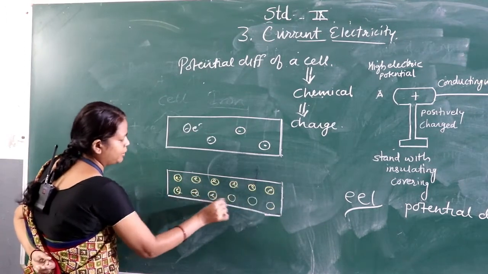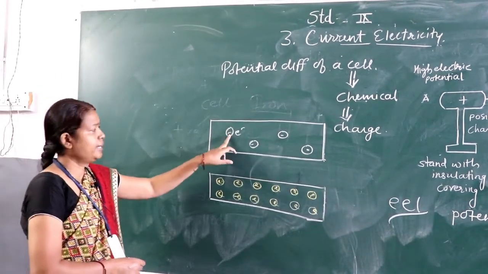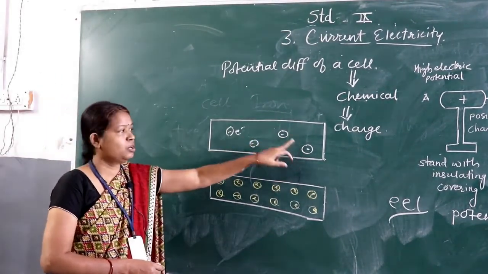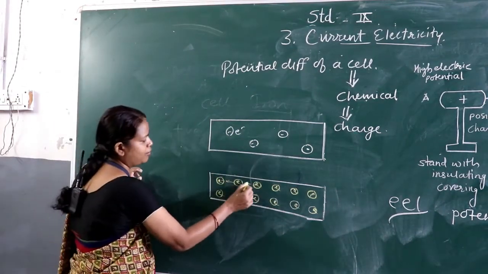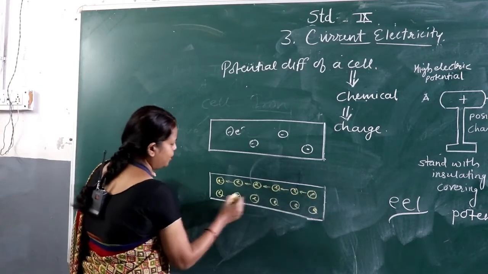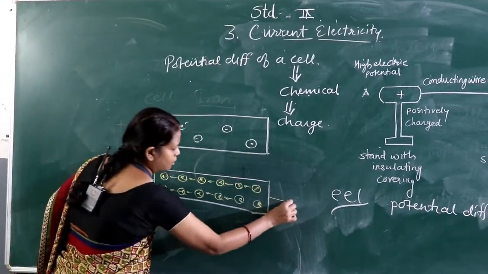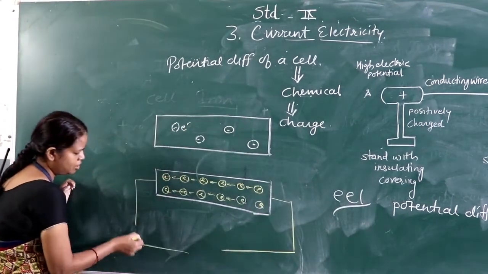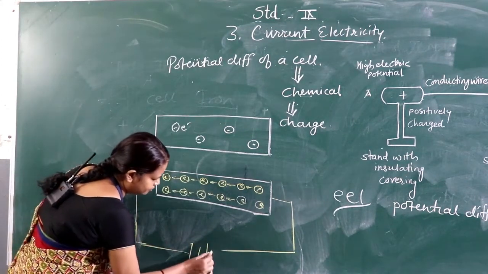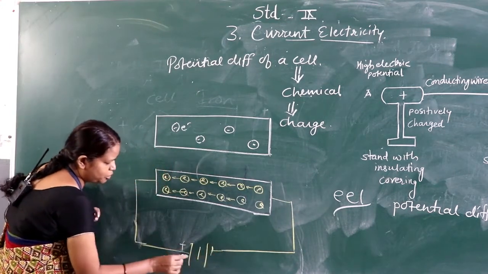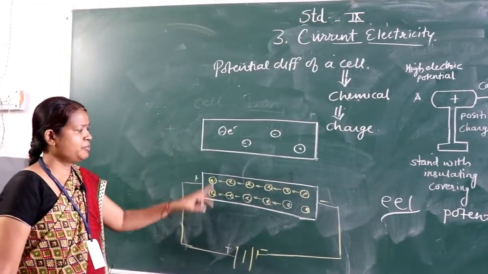See the difference between the two diagrams. In the first diagram, the electrons move randomly here and there because they are free electrons. In the other diagram, the electrons move in a proper order because we connect the wire with the cell. One is the positive terminal, another is the negative terminal. So see the difference between the two diagrams.